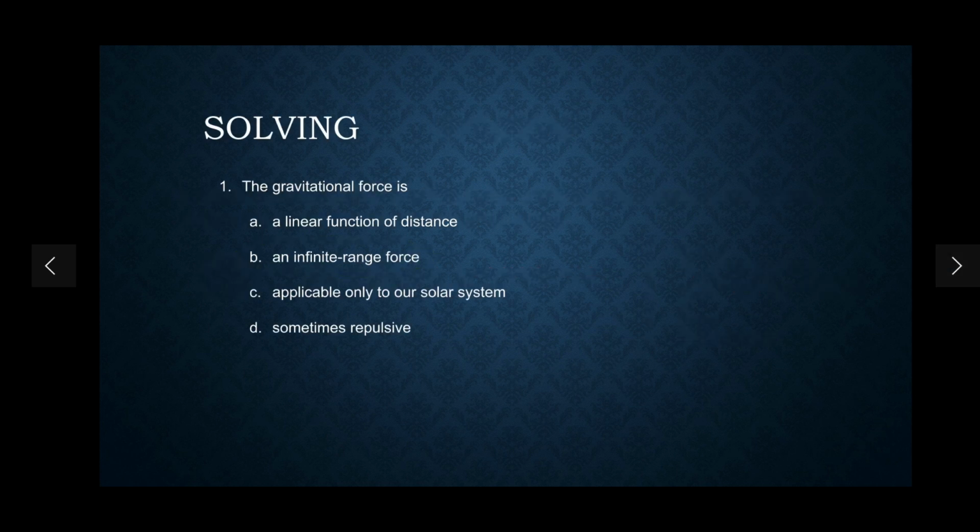The gravitation force is what? It's an infinite range force. What is a gravitation force? The gravitation force is an infinite range force. Why? It is true because gravitation force operates over unlimited distances. Although it becomes weaker with increasing distance, gravitational force never becomes zero, no matter how far apart the two objects are.